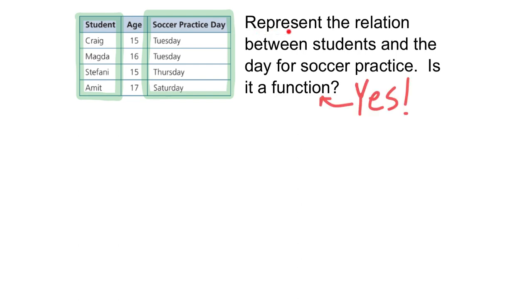Now, as far as representing the relation between students and the day that they practice soccer, we can do that in two different ways. The first way is called set notation. So set notation is the notation, the writing, the specific way we write a set of data. So in set notation, you start with the curly brackets or curly braces or curly parentheses. As long as they're curly, you're good. Everything inside your curly brackets is part of the set.